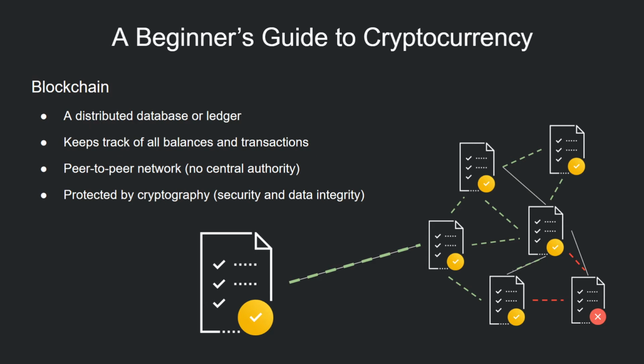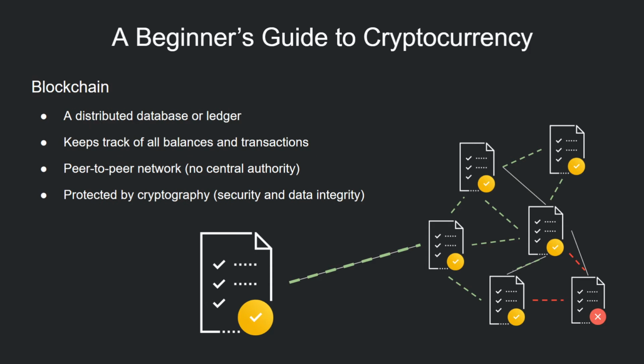So yeah, the blockchain is what keeps track of all balances and transactions in this peer-to-peer network, which means there's no central authority, there's no bank controlling cryptocurrencies, at least most of them, and especially Bitcoin. And on top of all that, the database, the blockchain, is protected by cryptography, as we mentioned, which brings security and data integrity.